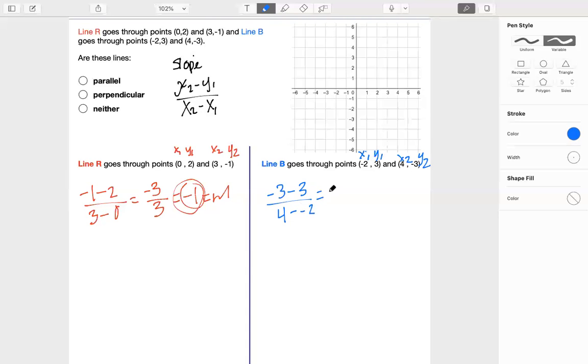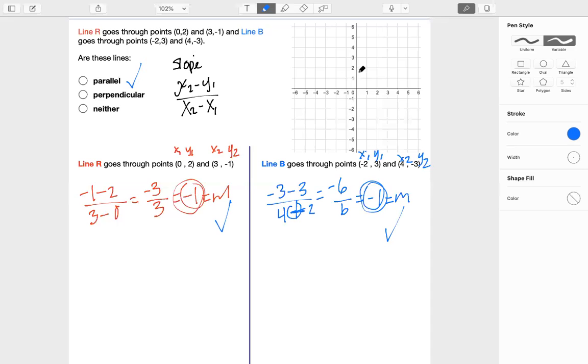So I'm going to simplify this. -3 minus 3. If you're unsure about the integers, it's okay, let's not harp on that. Use a calculator if you need to, but that equals -6, and 4 minus -2 is like making these two addition. So it's really 4 plus 2, which just gives me 6. And -6 divided by 6 just gives me -1. So here I also have my slope. My slope is -1. Now, because my line R has a slope of -1 and my line B also has a slope of -1, I know that these two lines are parallel.